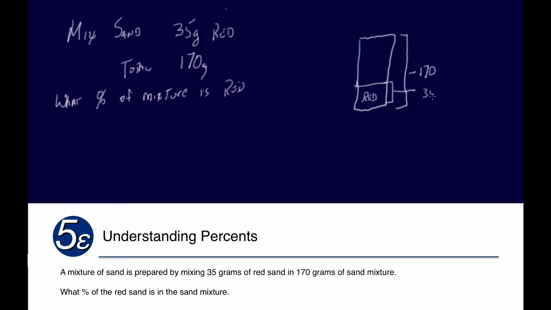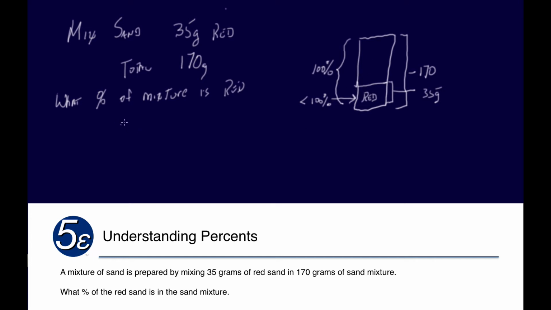So remember from percentages that this whole box is actually 100%. So we'll write that as 100%. So this section here is obviously going to be less than 100%. It's going to be something smaller, and it should be clear from the picture. So how do we represent this?